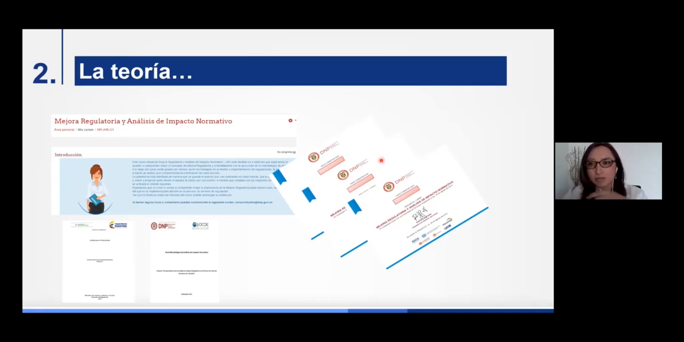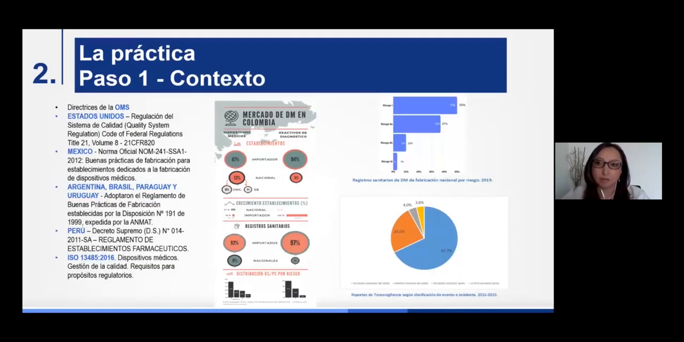So the first thing we did when we considered the impact analysis was to consider the context of the topic we are talking about. And the context of the good manufacturing practices allowed us to see the guidelines of the WHO in the US, what is their regulation, what is going on in Mexico, and the same what is going on in Argentina, Brazil, Paraguay, and Uruguay. So what are the regulations? And at the same level, we have ISO 13485, which has to do with the alignments and international alliances that gives us an overview of what's going on right now.